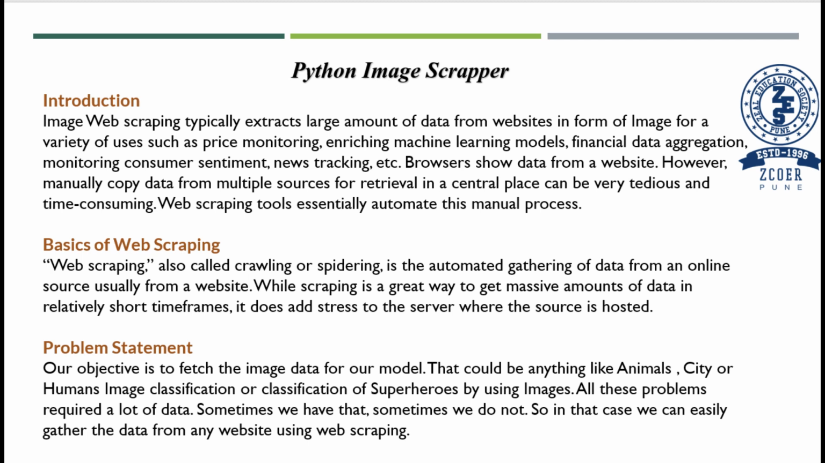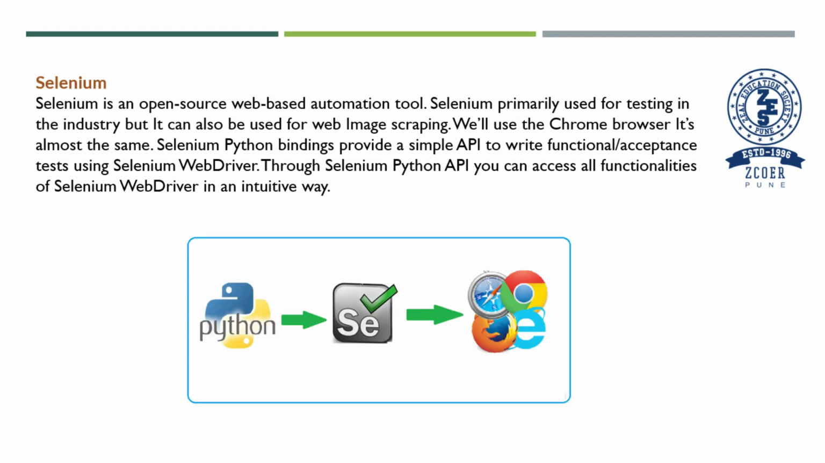Problem statement. Our objective is to fetch the image data for our model. That could be anything like animals, city, or human image classification or classification of superheroes by using images. All these programs require a lot of data. Sometimes we have that, sometimes we do not. So, in that case, we can easily gather the data from any website using web scraping.